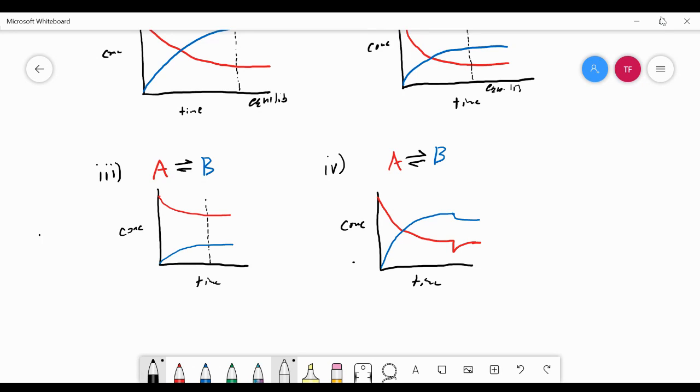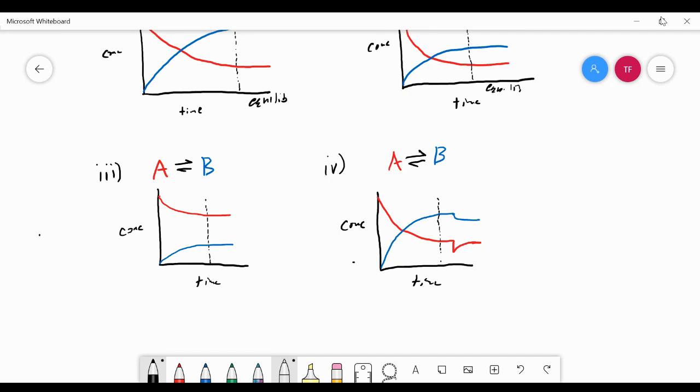And in our fourth graph, we have A becoming B again, and B, of course, in the reverse direction, becoming A. And if you'll notice, A is decreasing, B is increasing. We've reached equilibrium about right here, but then something happens. At this point right here, there's a dramatic decrease in substance A. And what that means is, all of a sudden, I have removed substance A. I've taken away some of substance A at equilibrium.